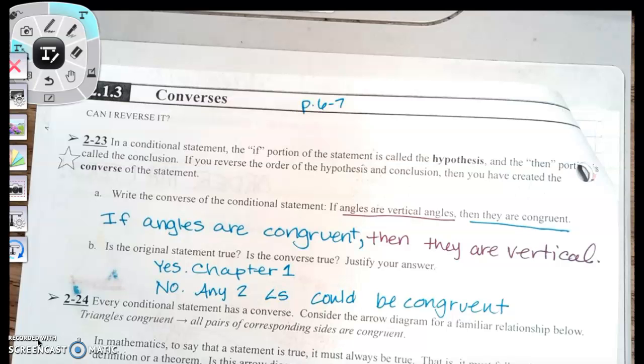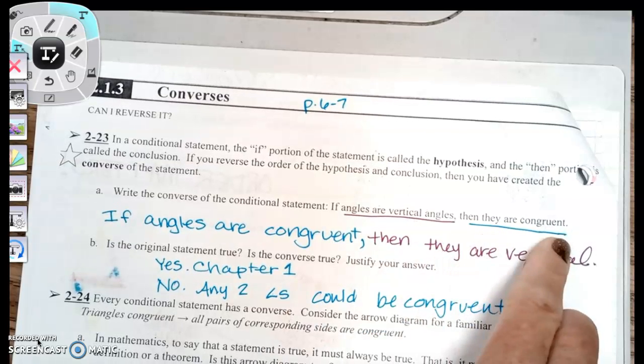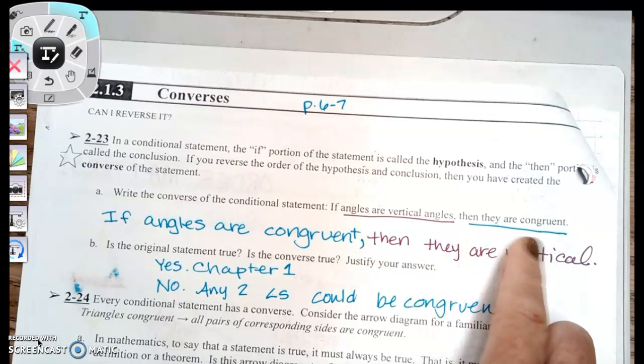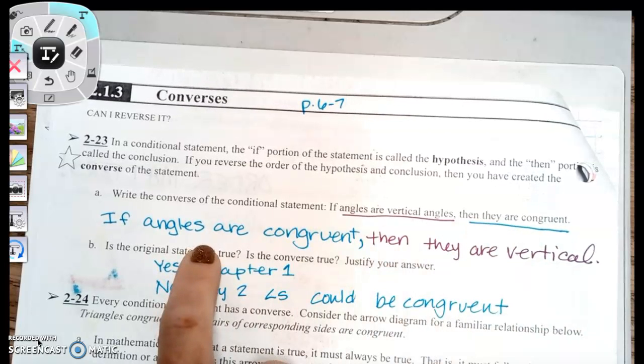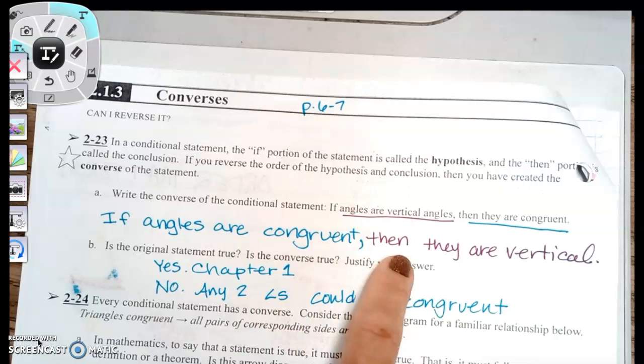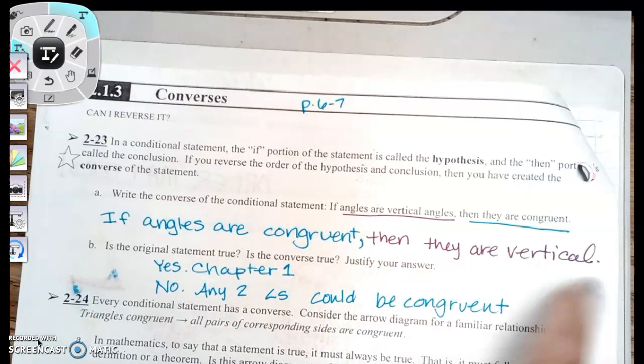Okay? So I took this second part, what we call the conclusion, and I moved it to the conditional part, and I wrote it as, if angles are congruent, then they are vertical. Okay? So you're just going to take the two parts of the statements and swap them. That's called the converse. All right?